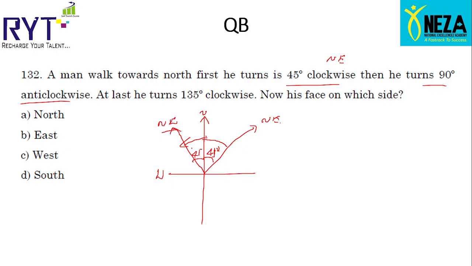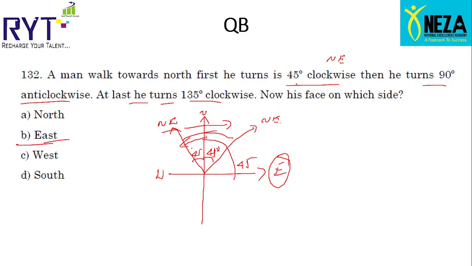Now he's on which side? No, we still have. At last he turns 135-degree clockwise. Again this direction 135. 45 plus 45 plus 45. So he is in east direction. Option B, east direction is the correct answer.